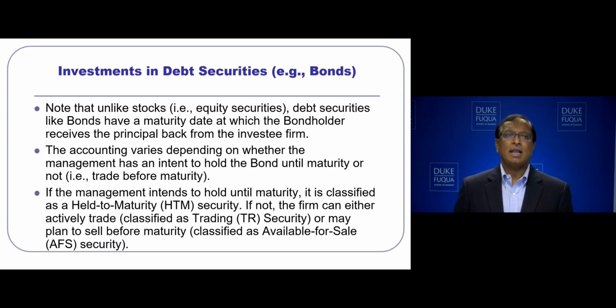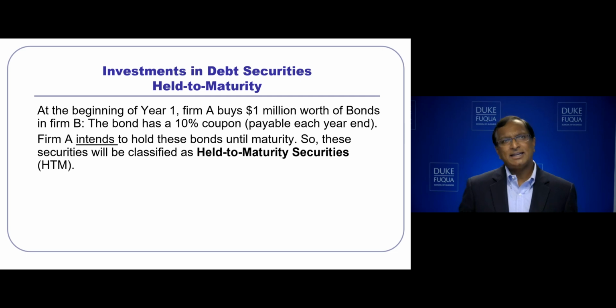If not, the firm can either actively trade, and then it's classified as trading securities, or TR for short, or may plan to sell it before maturity but has no intent to trade often. Then it is classified as available for sale security, AFS for short. Now let's take an example.